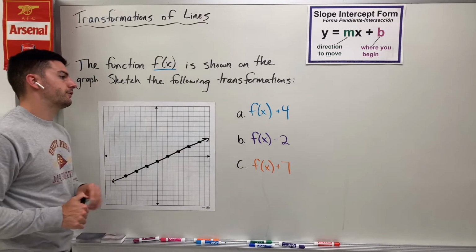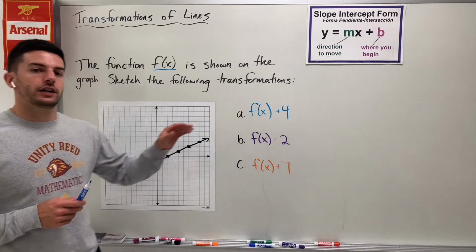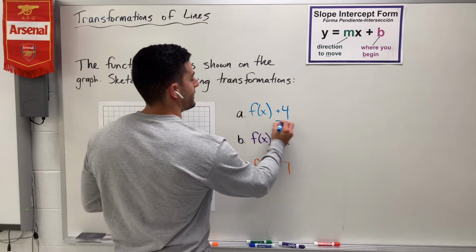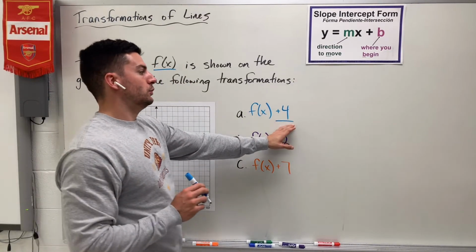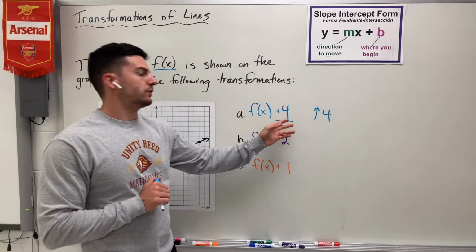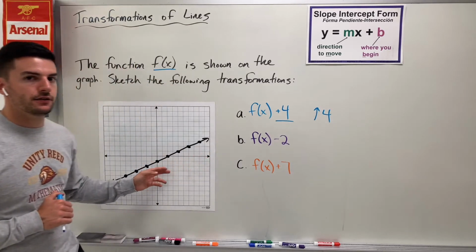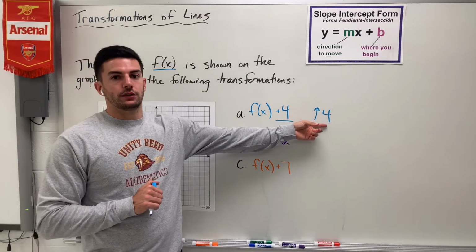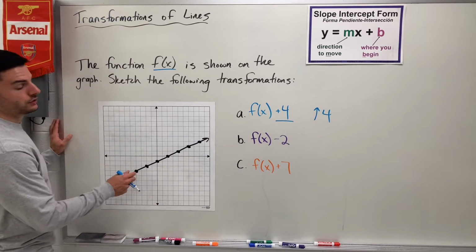That first transformation says f of x plus 4. That plus 4 is telling me to take this f of x and move it up 4. That's what it's saying. So this plus 4 at the end is telling me to take the original f of x line and move it up 4. And it's really easy to draw, especially when you have these points drawn.